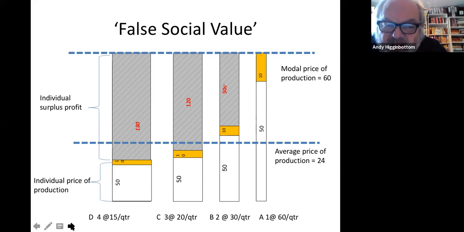Now, why does the wheat sell for 60? Because what we've got is 4 capitalists investing 50 each in production. That's 200, and they actually produce 10 quarters of wheat. So why on earth don't we just say that the average socially necessary labor time means that they should be selling their wheat for the social average of 24? The reason is really important. It's because there's a limit.